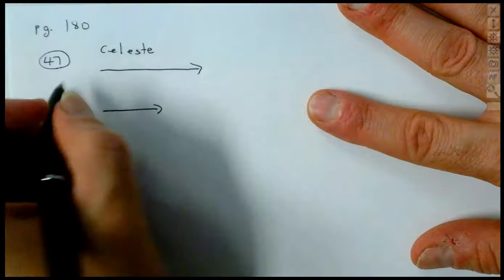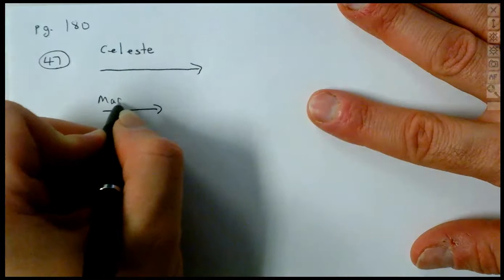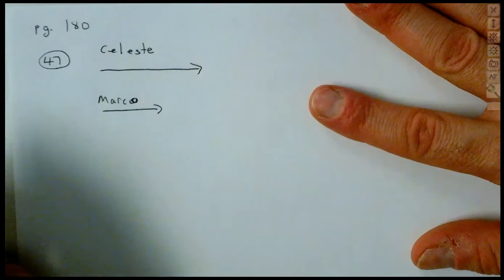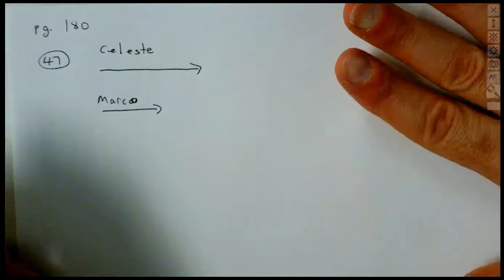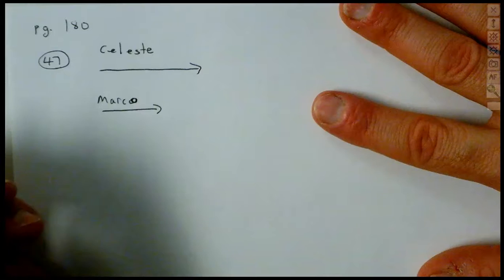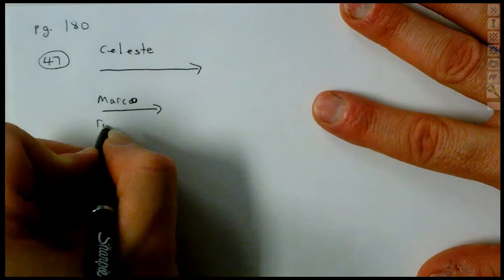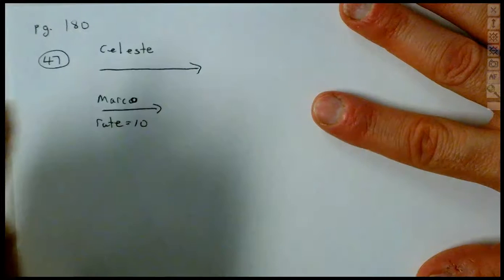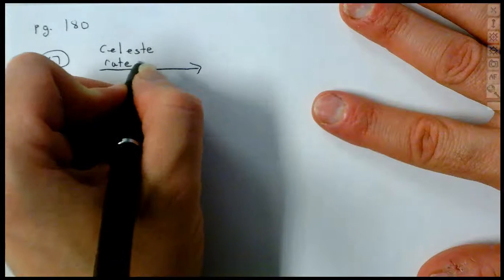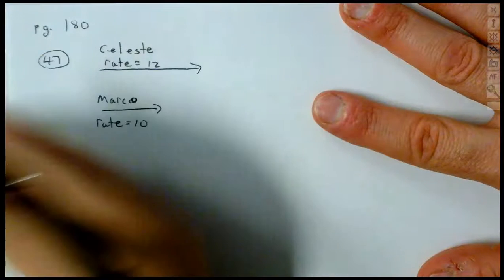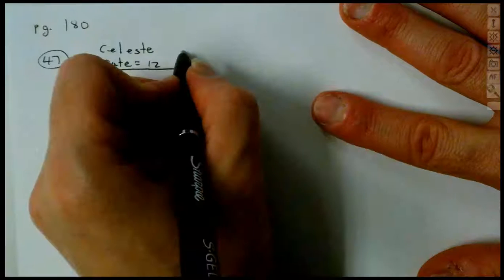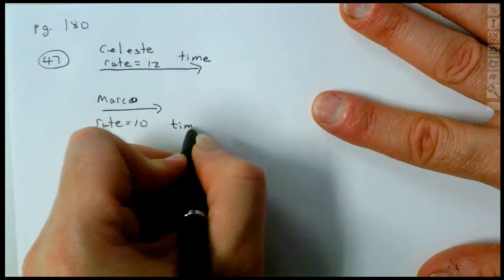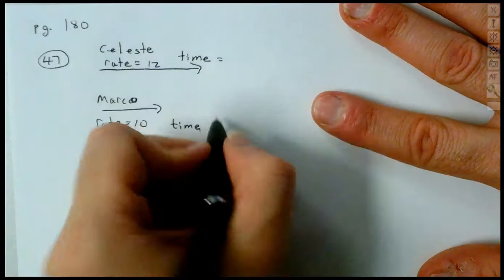Marco's down here. And each of these has a rate and a time. Okay, so Marco goes at 10, so his rate of speed is going to be 10. And Chelsea is faster at 12. And for the time, well, it gives us a time, and that time, in our case, is the number 15.